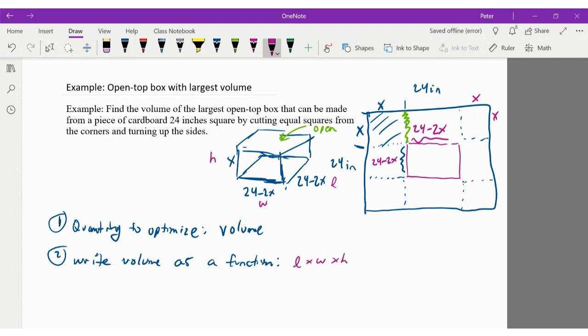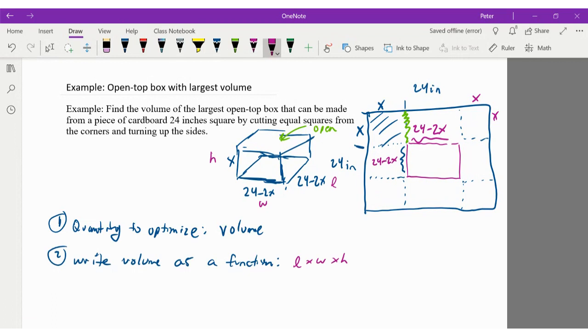But recall what I said the other day about what sort of function we need. Does anyone want to recall what the main thing about the objective function is? Eric, excellent. It needs to have one variable. So we're going to need to get everything down to one variable. Fortunately, we have that because we have the length, width and height all written in terms of x.